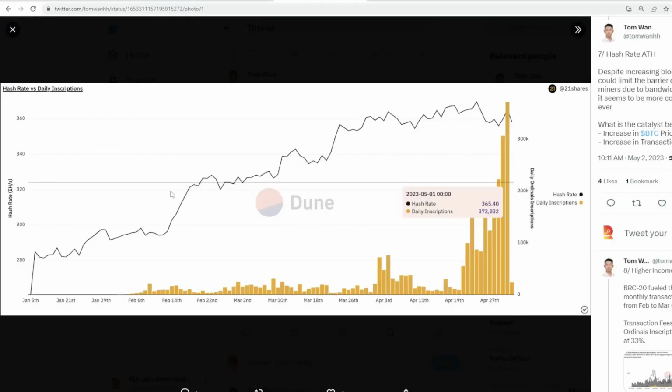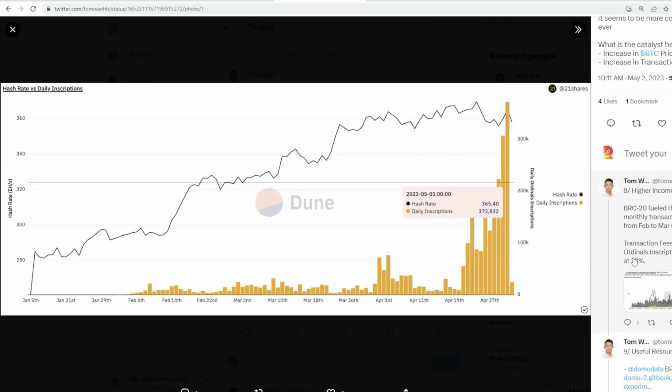Also regarding the hash rate versus the daily inscriptions. So basically as the inscriptions increase, the hash rate has also reached an all-time high, as you can see from this description. But this is obviously putting pressure and a barrier on the miners due to the bandwidth. So it's interesting to see how that process is made.